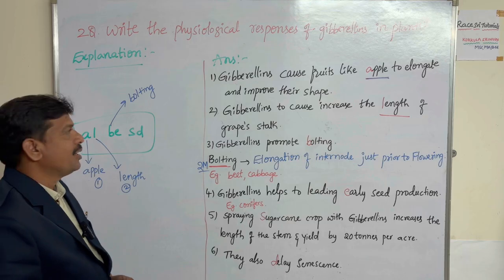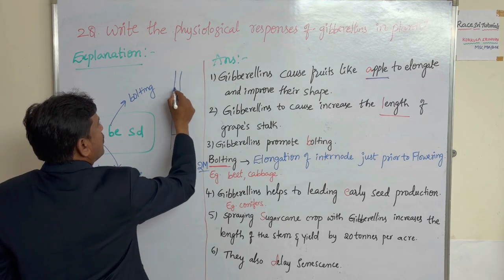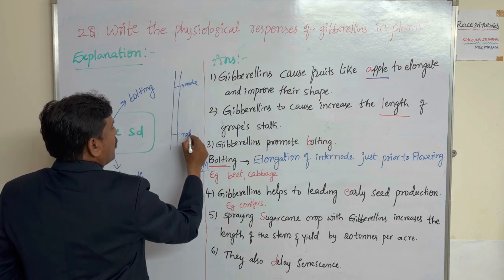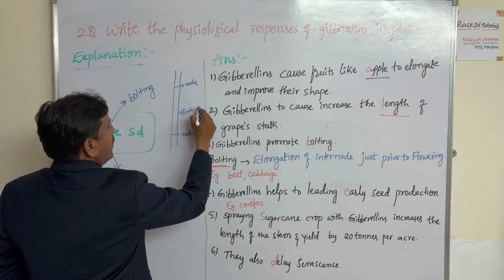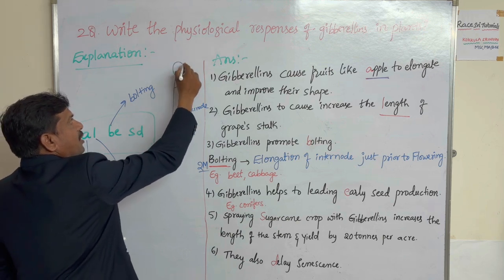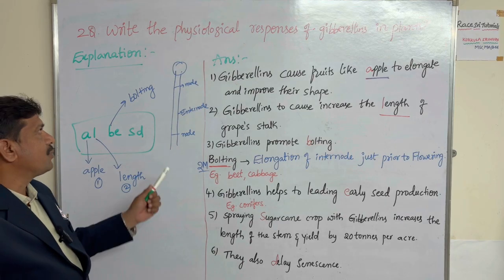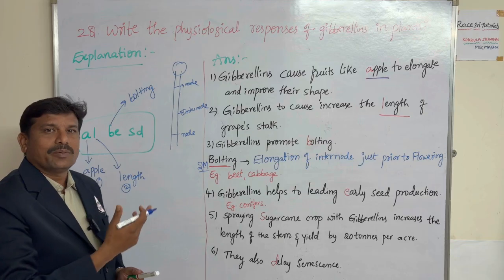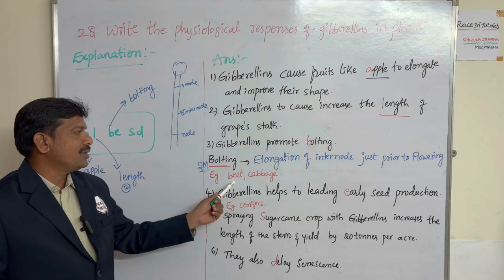What is bolting? For example, take any one stem, which has nodes. This is a node, and this is also a node, and in the middle there are internodes. So the elongation of the internode prior to flowering is called bolting. If there is gibberellin, this internode elongation happens. The best example is beet and cabbage.